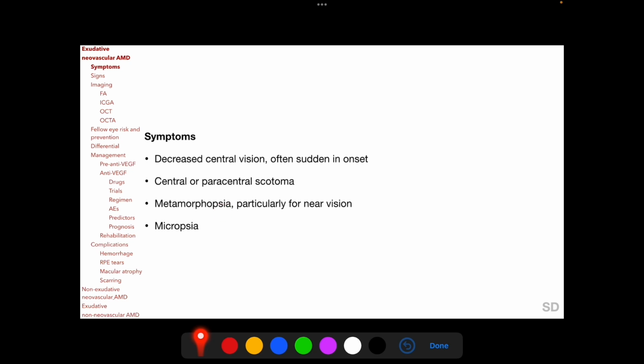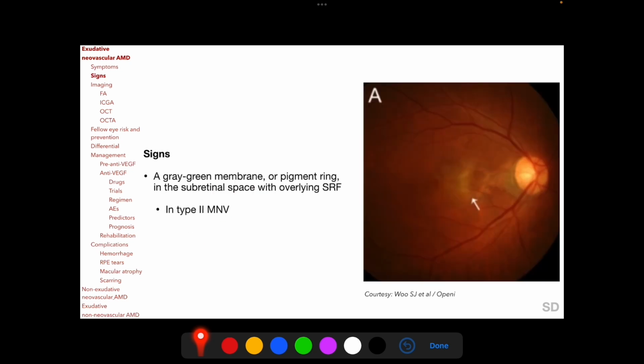Symptoms of neovascular AMD include decreased central vision, which is often sudden in onset, central or paracentral scotoma, metamorphopsia, and often micropsia. Clinical examination of neovascular AMD may show the membrane itself, but more commonly we find fibrovascular or serous PED associated with exudation and hemorrhage. So we may find a grey-green membrane or a pigment ring as seen here in this photograph with or without overlying subretinal fluid, particularly in type 2 macular neovascularization which lies in the subretinal space.